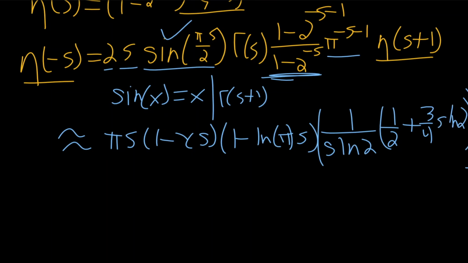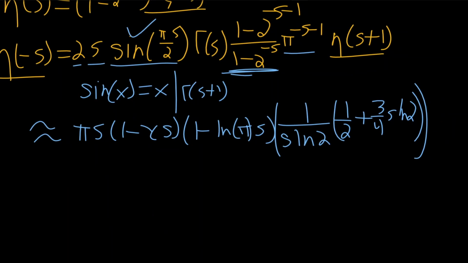Okay, and then of course times our eta function right here, so just eta of s plus 1. Okay, so what happens when we differentiate all of this right here? Well, before we do, we can actually see that two of these terms cancel. We have this s right here and this s right here. Those just cancel.